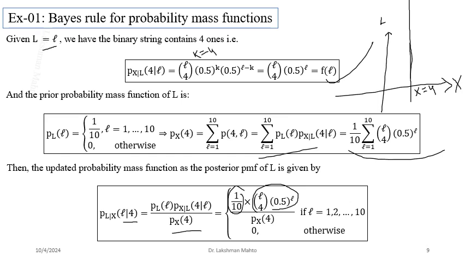In that denominator, you have to put the probability of observing 4. That means the probability of a joint point along the line X equal to 4. X equal to 4, so you have to put it here. Put it here, and you get the updated probability.